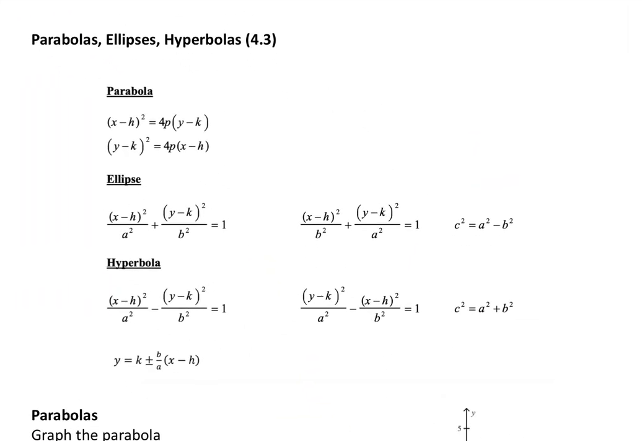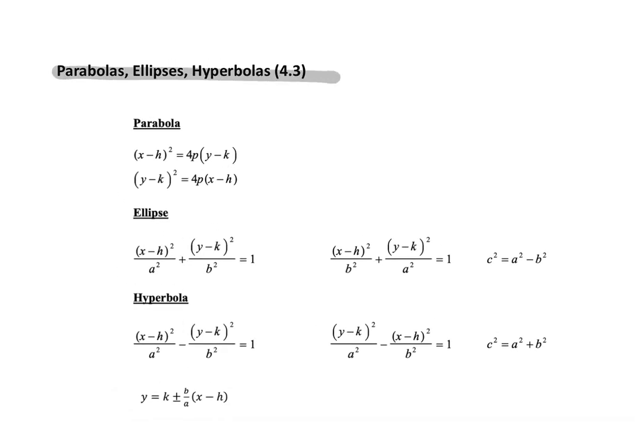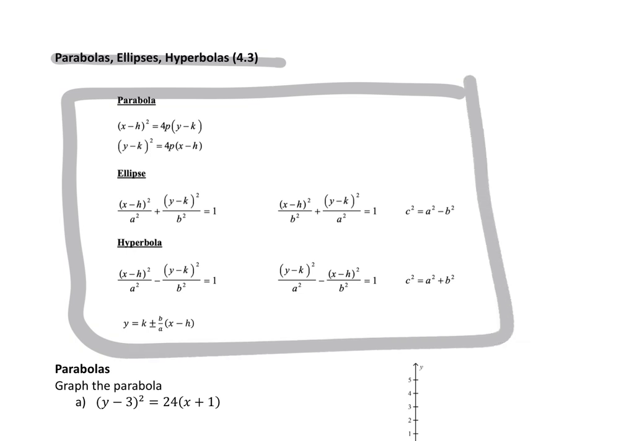Okay, then came parabolas, ellipses, and hyperbolas. So this was 4-3. Actually, the standard form, I think, was 4-4. When we get to the bottom, I'll write that there. This box was given to you on your test. It will be given to you again on your final. But you had to know how to use it.